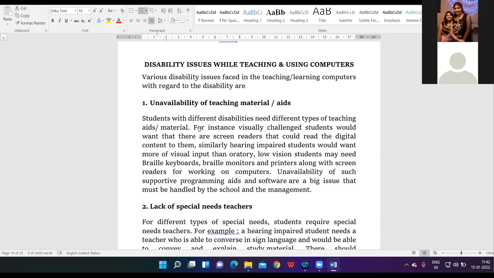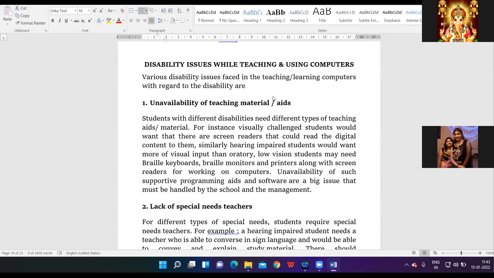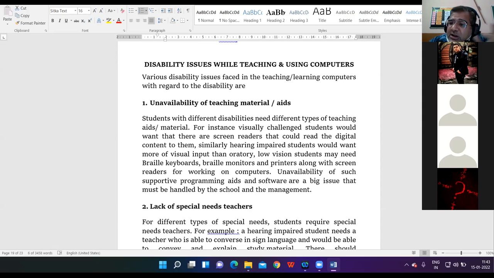Good. So first point is unavailability of teaching material. Beta, different students, they have different requirements. क्या सभी बच्चों को एक जैसा पढ़ाया जा सकता है? क्या सभी बच्चों को एक जैसी टीचिंग, एक जैसे स्किल्स चाहिए होते हैं? क्या सभी के स्किल्स सेम होते हैं? Do all the children have same skills? They require same level of learning? It may differ.